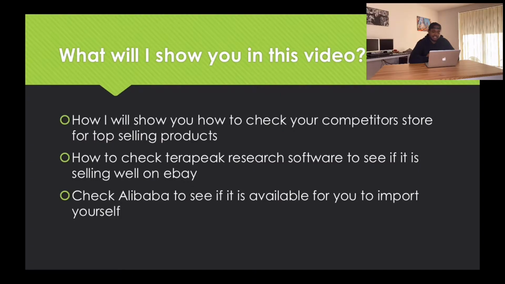I will show you how to check your competitor's store so that you can find top selling products. Secondly, I'm going to show you how to use Terapeak Research, which is an eBay software that allows you to see recent selling data for a particular product. And thirdly, I'm going to show you how to check Alibaba to see if the product is also available for you to import yourself.